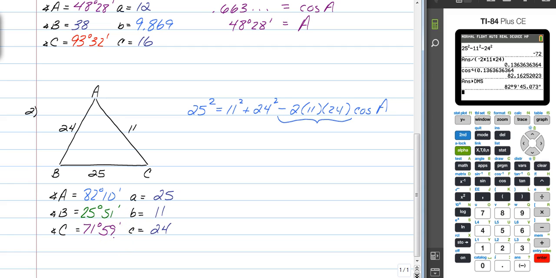Okay, and then just do a little check. Biggest angle is opposite of the biggest side. Smallest angle is opposite of the smallest side. So we are good to go. All right, so I just wanted to see if you got yours correct. And that's the law of cosines for you.